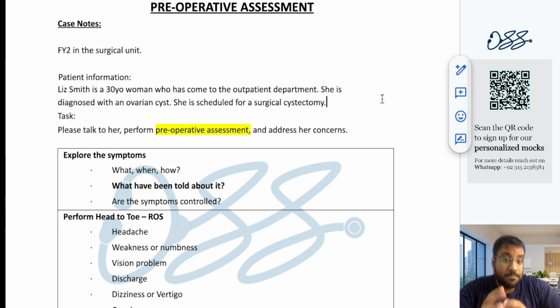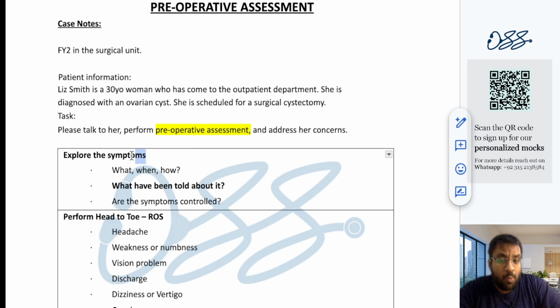What a lot of people end up doing is that they start taking the history: can you please tell me what was your symptom? Yeah, doctor, I was having pain in my right lower quadrant. And then they start the entire SOCRATES and the entire PMHx, and they completely miss the entire purpose of the pre-operative assessment. What I mean by exploring the symptom in this case is just the what, when, and how.